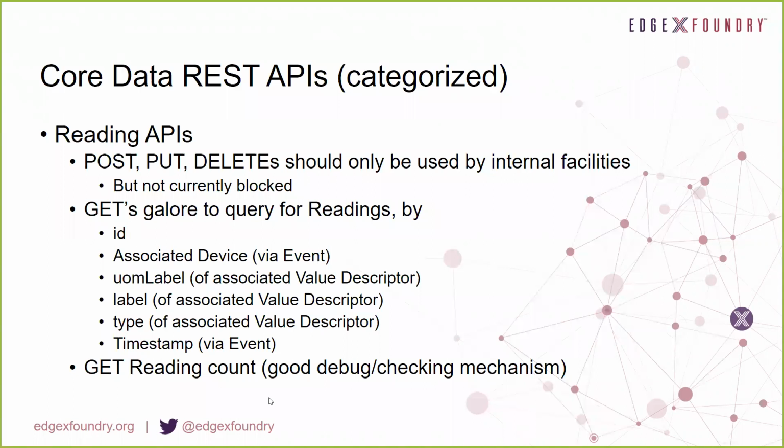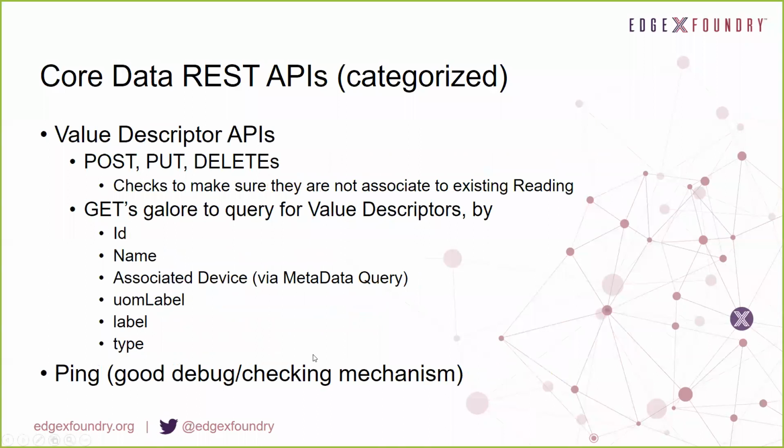Or maybe I want to check that to see if the database is getting too plugged and too full, and maybe I need to exercise that scrubber a little bit more often. Value descriptor APIs, yep, we have post, put, deletes, as you would expect for value descriptors, and again, gets galore.